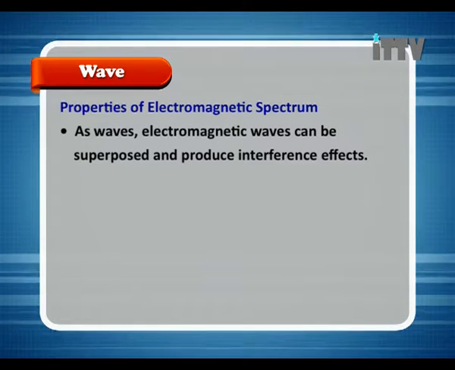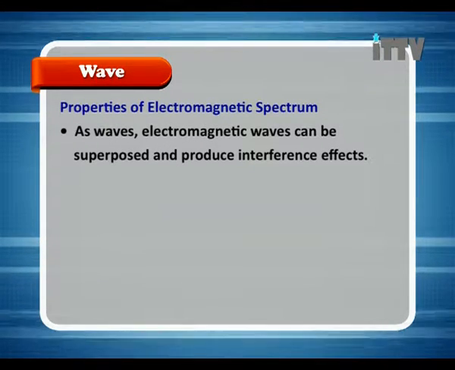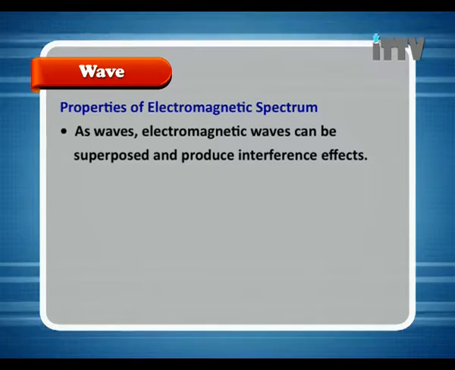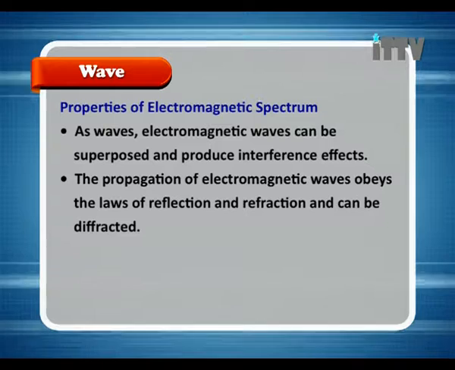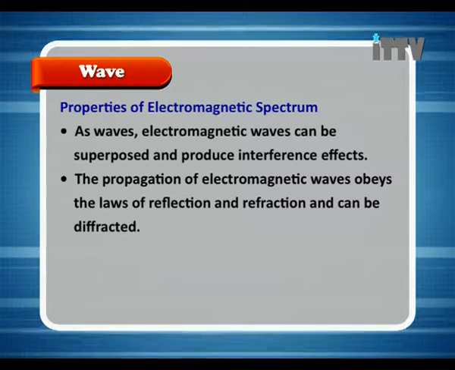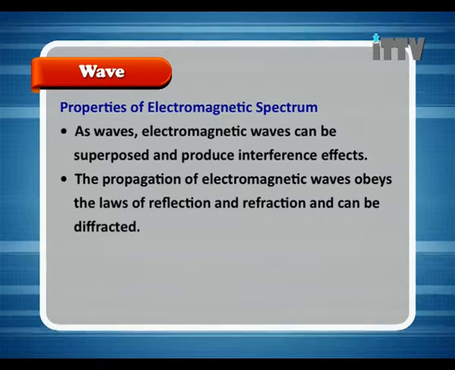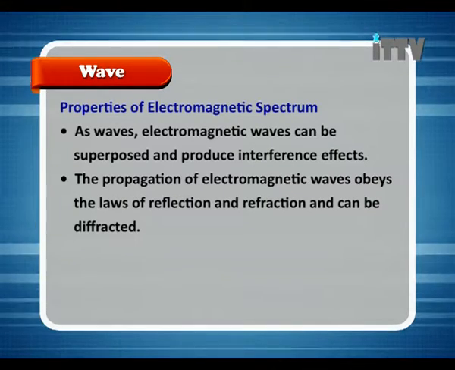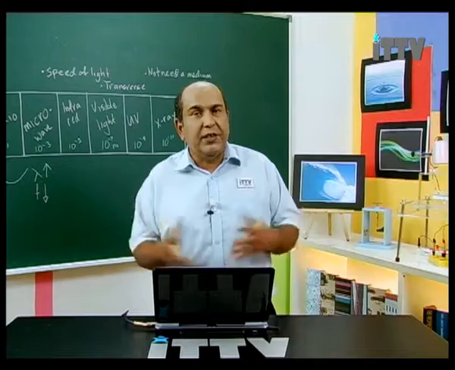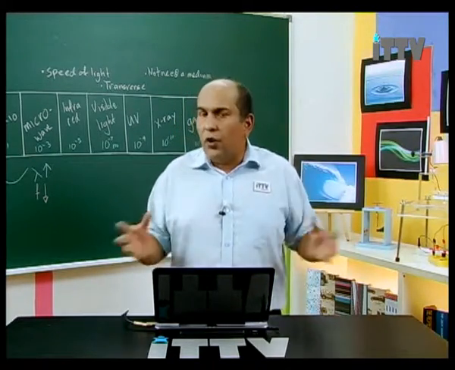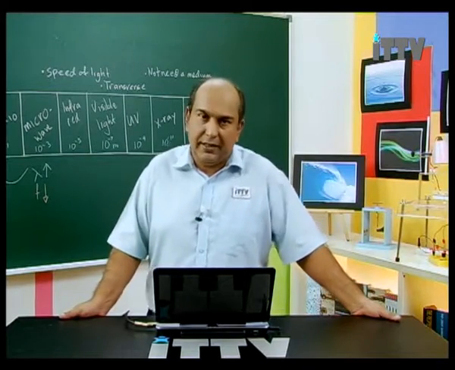As waves, electromagnetic waves can be superposed and produce interference effects. The propagation of electromagnetic waves obeys the law of reflection and refraction, and they can be diffracted, which we've seen already. When we learned our lesson on diffraction, we saw that light could be diffracted.